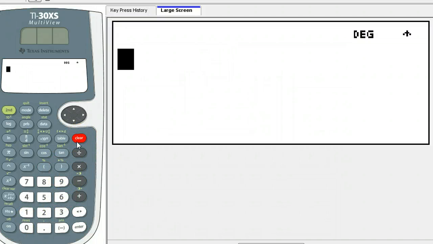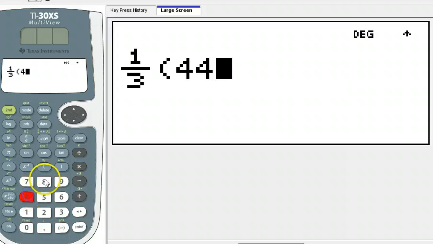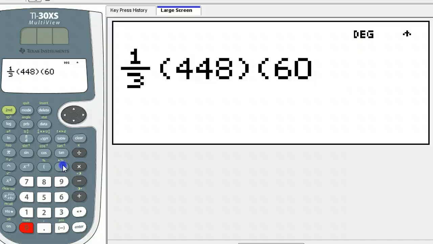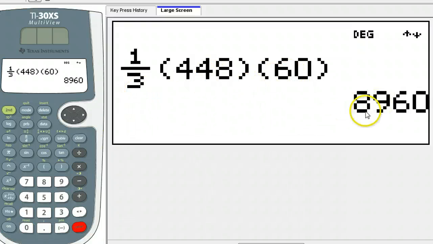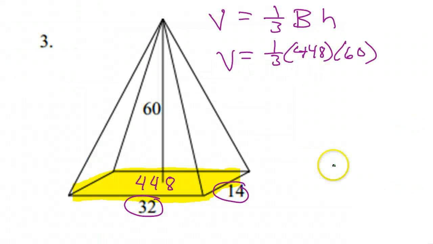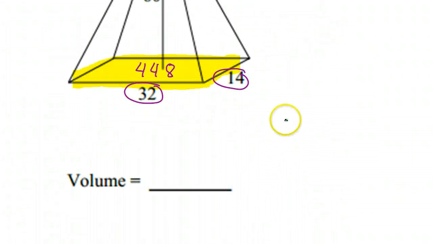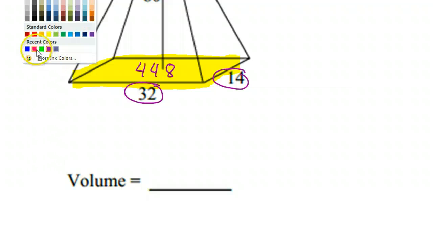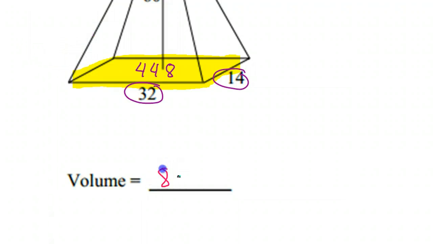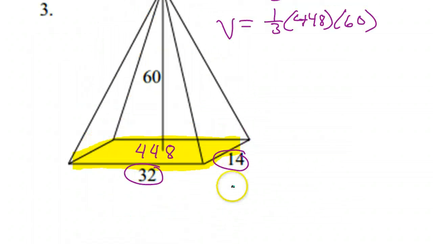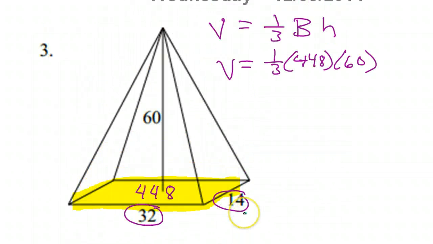Whoa, I messed that one up. 1/3, get out of there, 448 times 60. 1/3 area of the base times height. So that is 8,960. So that is the answer for problem number 3.